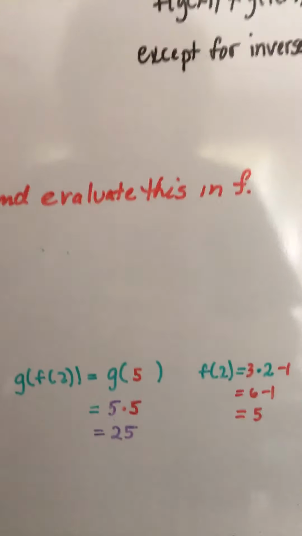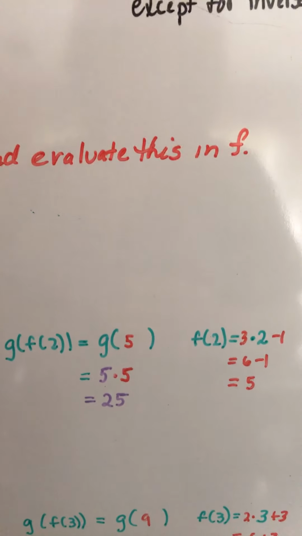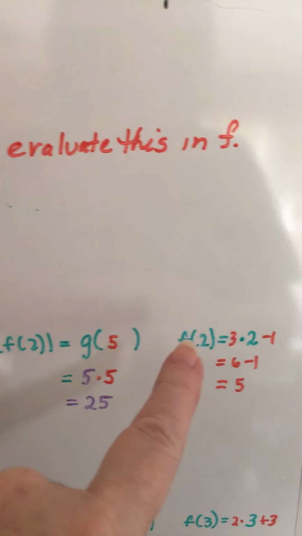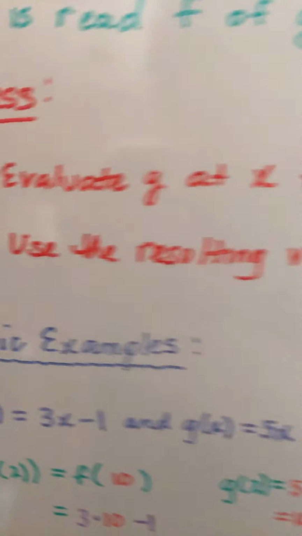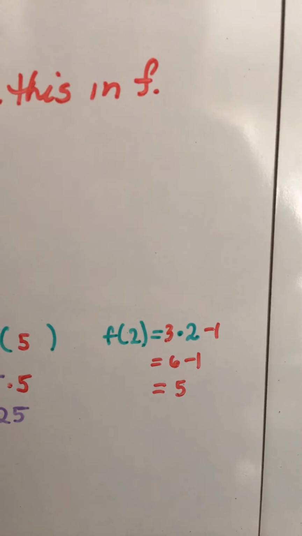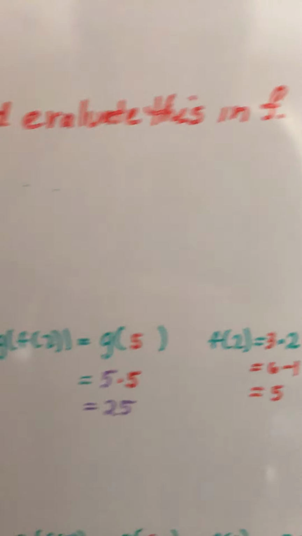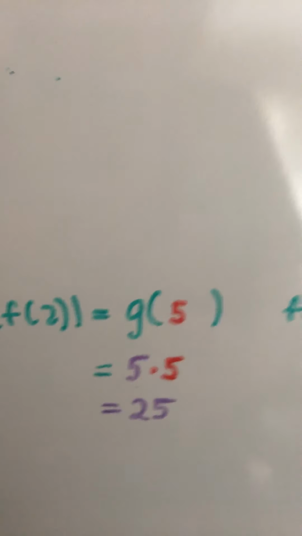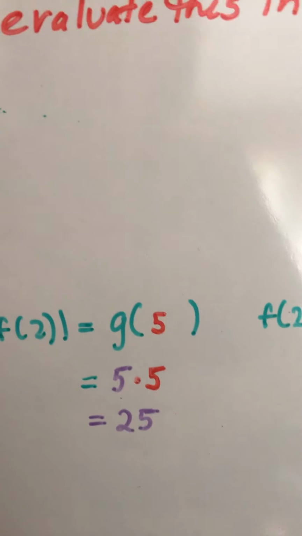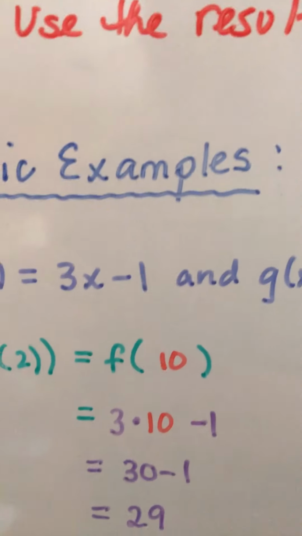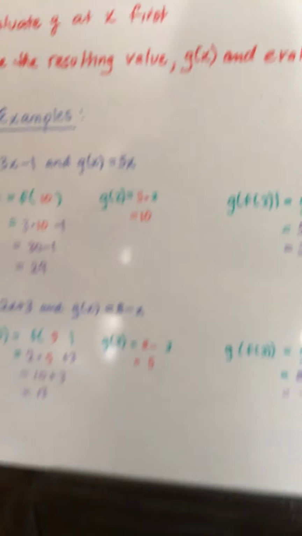But I'm not going to get the same answer when I do it the other way, because these are not inverses. So I want g of f of 2. So the first thing I need to know is f of 2. Well, f is 3x minus 1. So I did 3 times 2 minus 1, and I have 5. So I replace f of 2 with the 5. And g of 5, well, g said multiply by 5. So I get 5 times 5 is 25. So notice that g of f of 2 is 25, but f of g of 2 is 29.